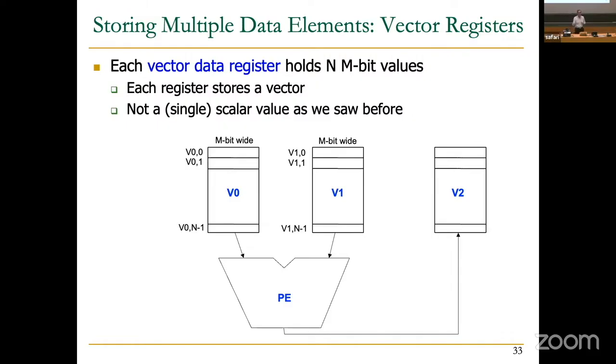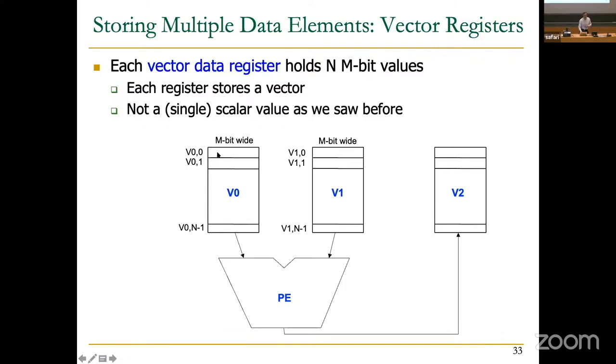Now the question is, how do you get many elements? If you're going to operate on many elements, your registers also should store many elements. Essentially, instead of having a scalar value in a register, we're going to have vector registers. So each vector data register holds n m-bit values. N is the vector length, or the maximum vector length you can have in an instruction. Each register essentially stores a vector.